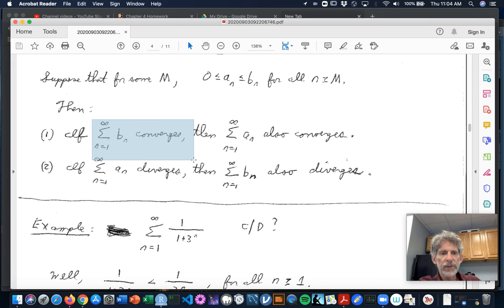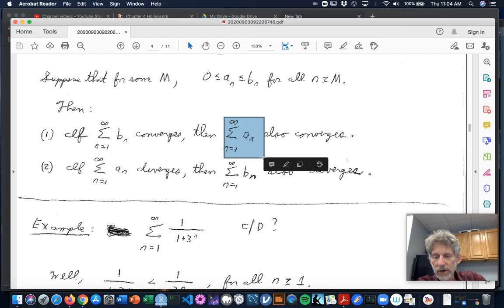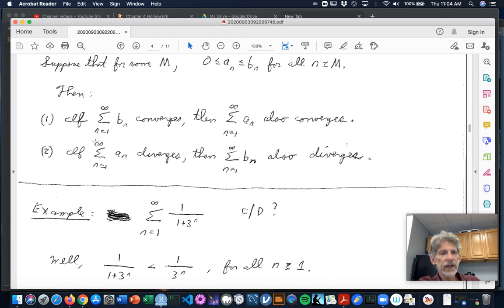If the sum of the b_n's converges, then the sum of the a_n's converges. This should make sense. If these numbers add up to a finite number, since the b's are bigger, then the a's ought to also add up to something finite. On the other hand, suppose the sum of the a_n's is infinite. Well, since the b_n's are bigger, they ought to add up to something infinite as well. And so if the sum of the a_n's diverges, the sum of the b_n's also diverges.